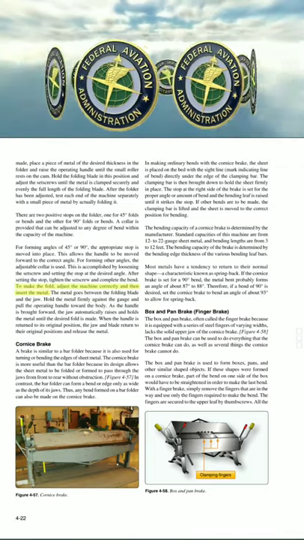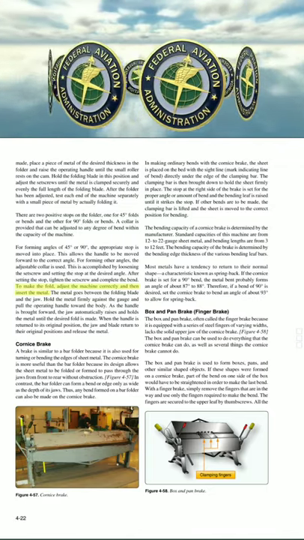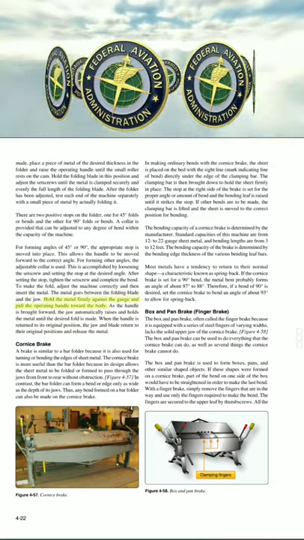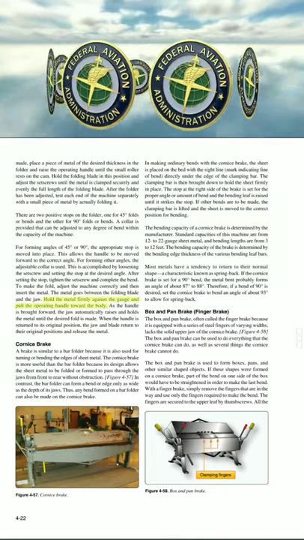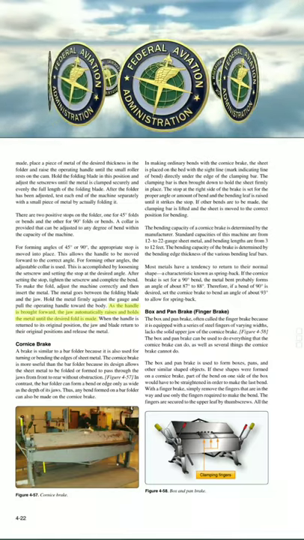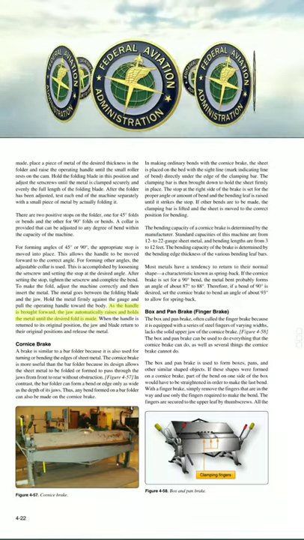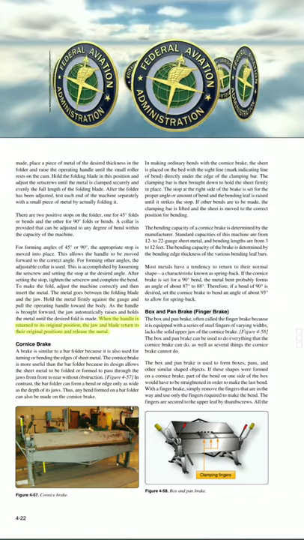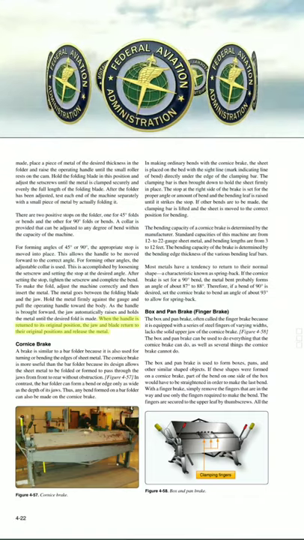To make the fold, adjust the machine correctly and then insert the metal. The metal goes between the folding blade and the jaw. Hold the metal firmly against the gauge and pull the operating handle toward the body. As the handle is brought forward, the jaw automatically raises and holds the metal until the desired fold is made. When the handle is returned to its original position, the jaw and blade return to their original positions and release the metal.